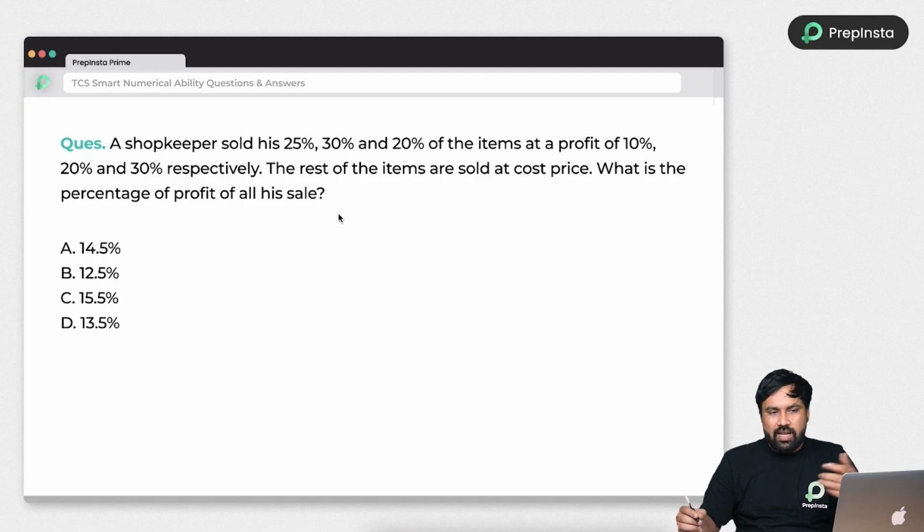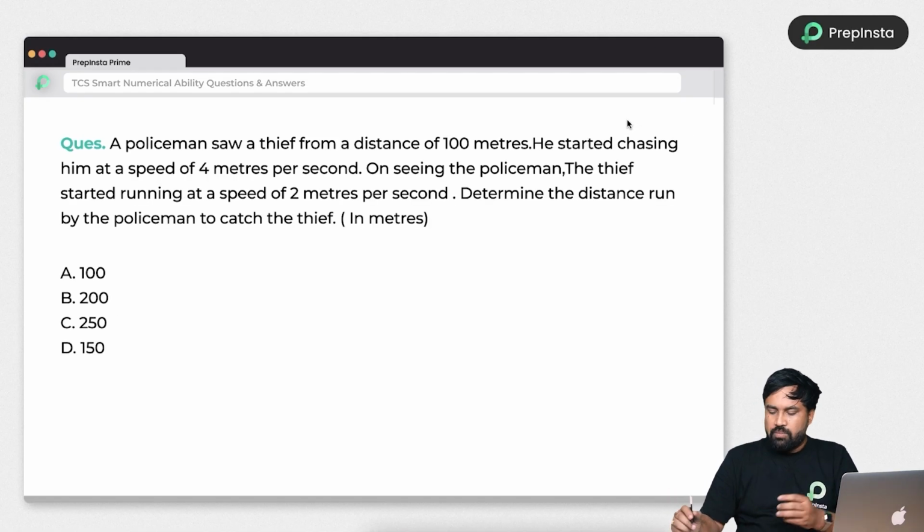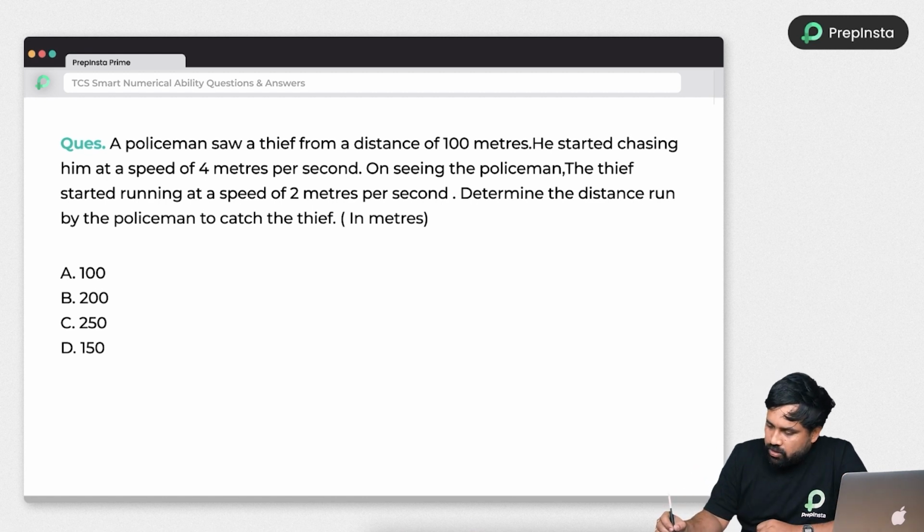Okay, quickly let's do the remaining questions, because we are running out of time. I want to make it simple and short. So I would like to give you better shortcuts from now onwards.